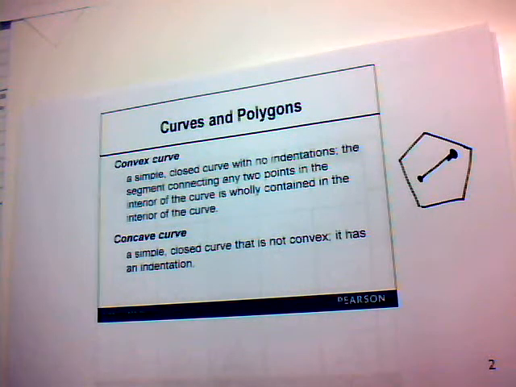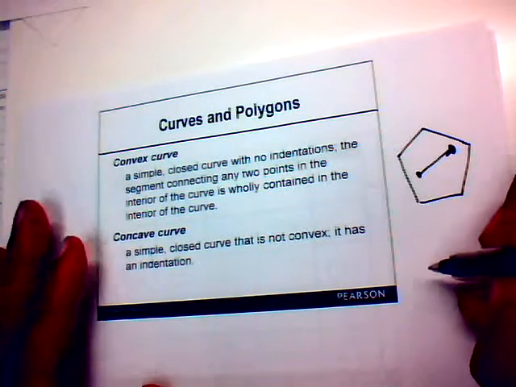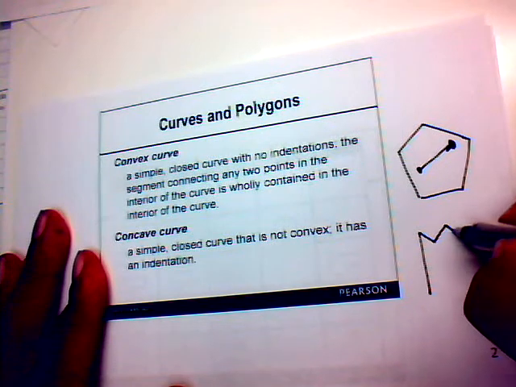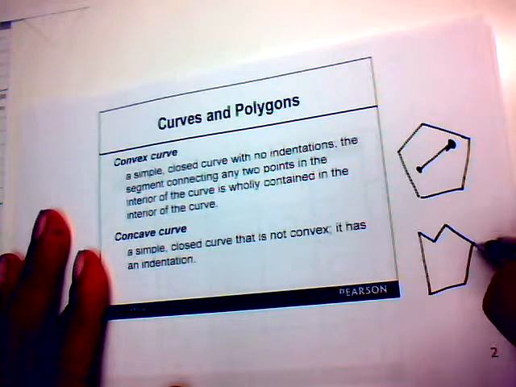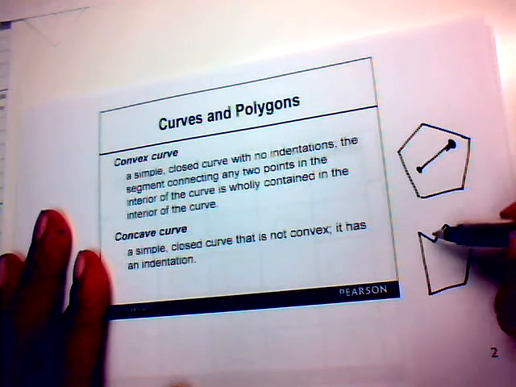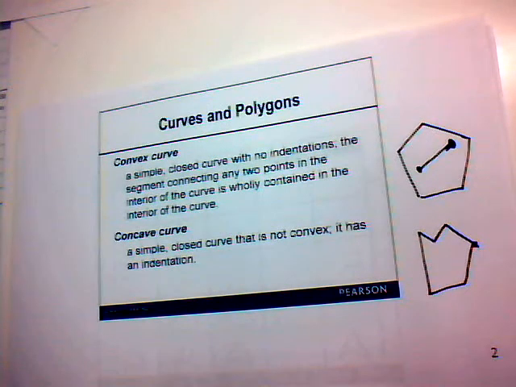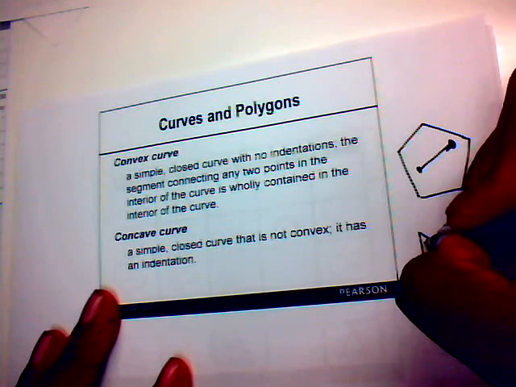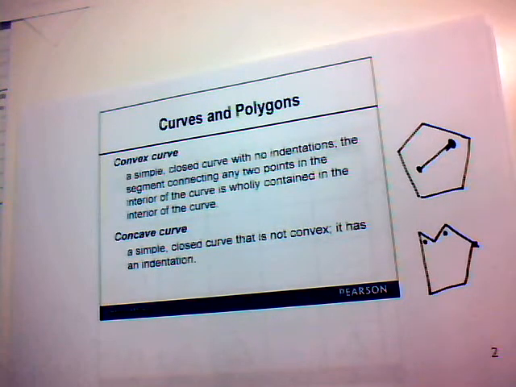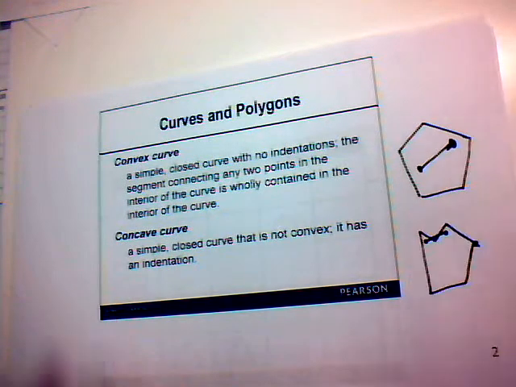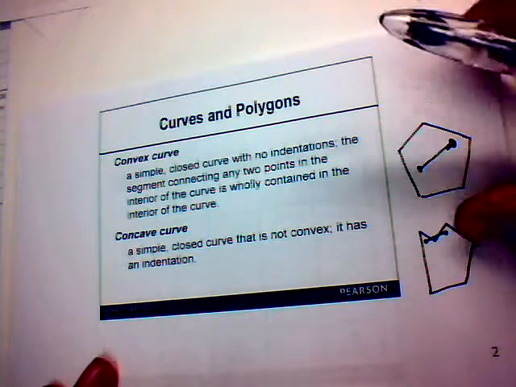So in this case here, this is an example of a convex curve. Now a concave curve is not convex. In other words, it has an indentation. Let's say I had this. This is concave. Here's the indentation right here. Because I can take 2 points, one here and one here, that line segment would not be inside the polygon. Part of that line segment is on the outside. That's why it's a concave curve. It has an indentation in it.